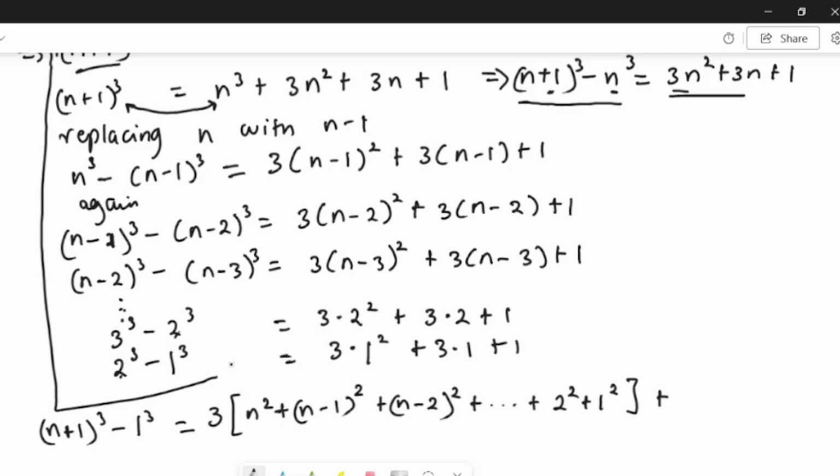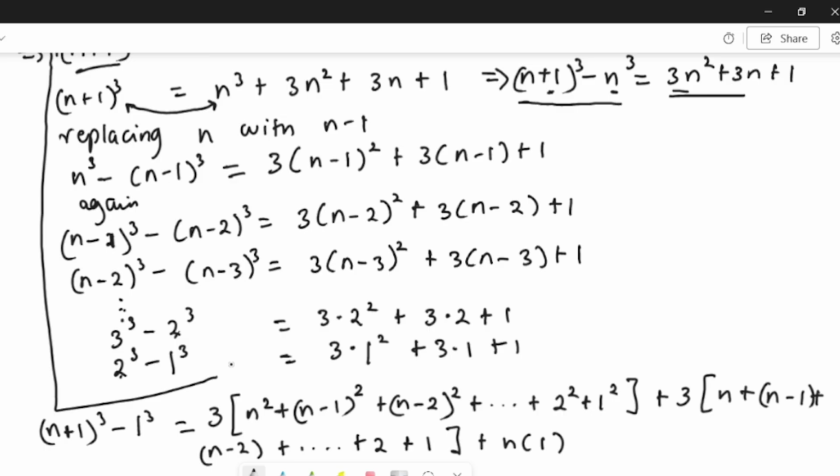Plus, we come back, pick the coefficients of n. All of them have 3. So we have 3 into n plus n minus 1 plus n minus 2 plus, going in that manner, plus 2 plus 1, plus we have 1 plus 1 plus 1 plus 1, n times. So we have n into 1.